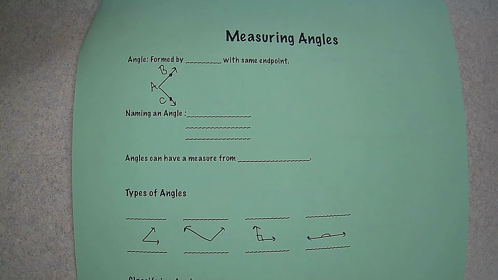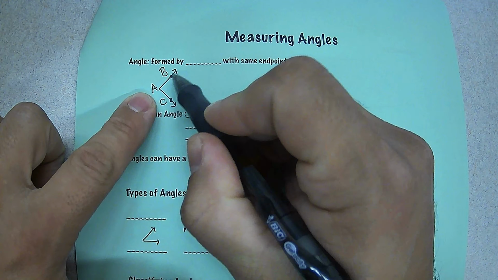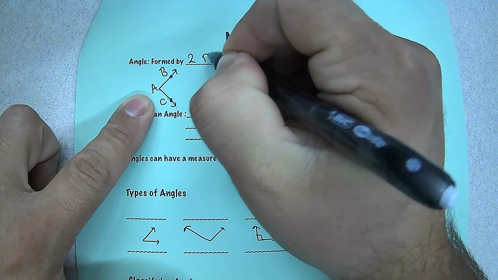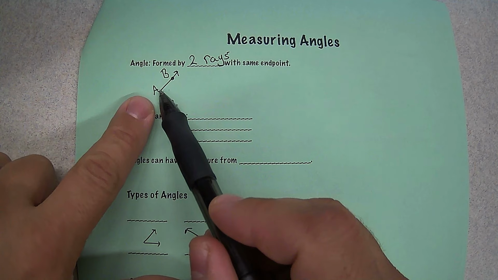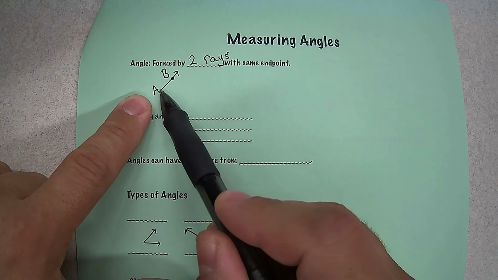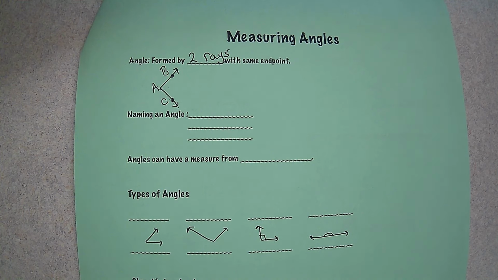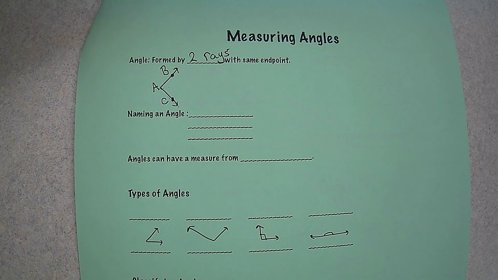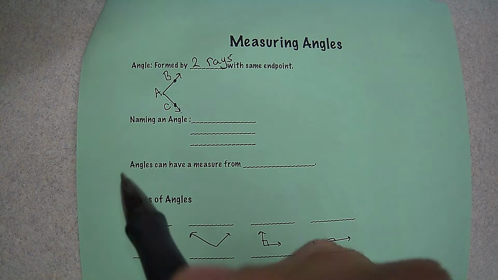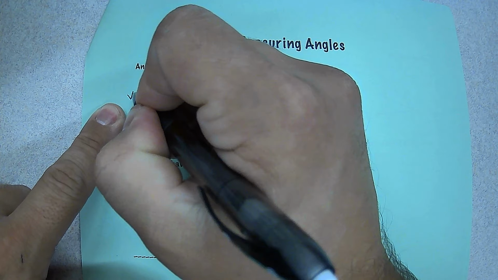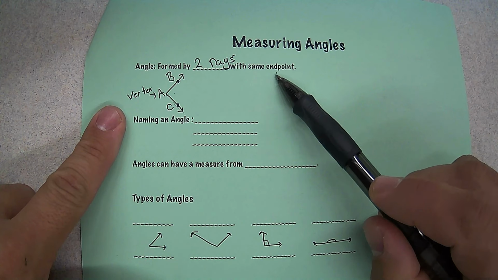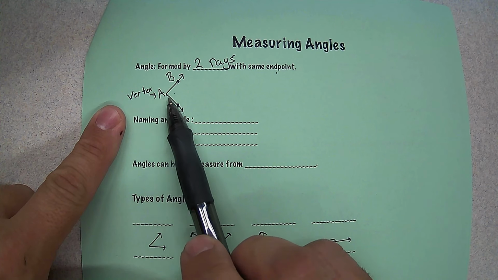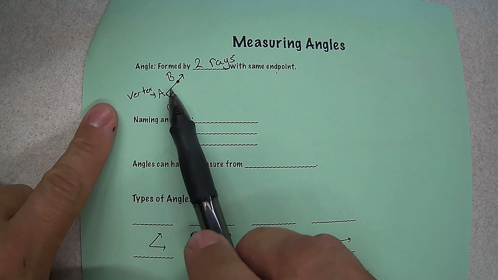So an angle is formed when we have, notice, a ray and a ray. So we have two rays with the same endpoint. So we have ray AB and we have ray AC. And they share that same endpoint of A. As we go ahead and name this angle or label it, we first need to know the vertex. The shared endpoint is our vertex. It's where the angle comes together.